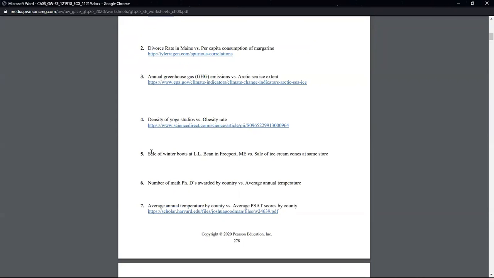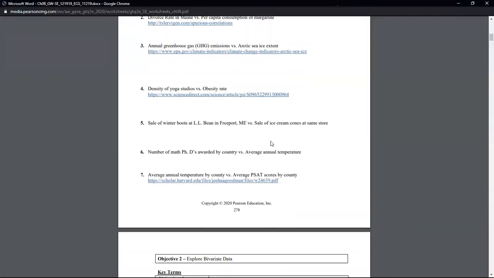We have massively increased purchases of winter boots in the wintertime. So when winter boot purchases go up, ice cream sales are going to go down. And it's not people buying winter boots that causes the ice cream sales to go down. It's the temperature causing winter boot sales to increase and ice cream sales to decrease, or vice versa. So that's a confounding factor.